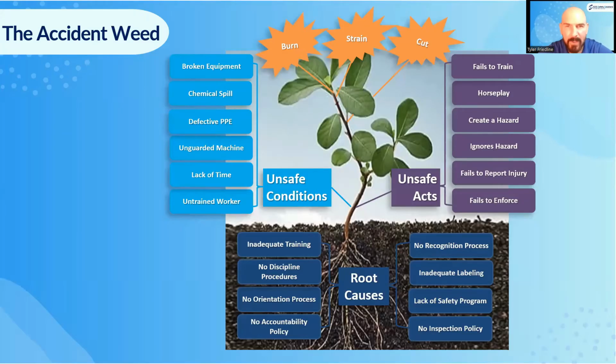So here's a kind of built out accident weed. At the top, we have the injuries that occur. Maybe it's a burn, perhaps it's a strain, maybe it's a cut. And what you're going to see is the symptoms, the unsafe conditions and the unsafe acts, right? Again, some more examples of the unsafe conditions: broken equipment, a chemical spill, defective PPE. The unsafe acts might be fails to train, horseplay, creates a hazard, ignores a hazard, but the underlying causes are related to your management system, right?